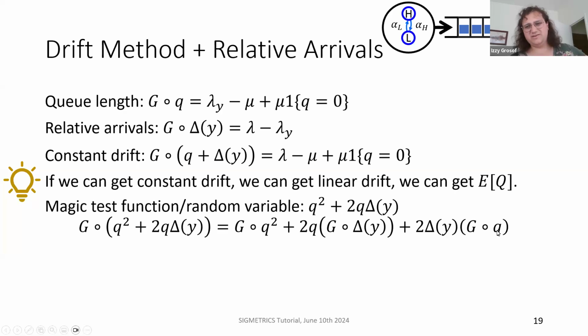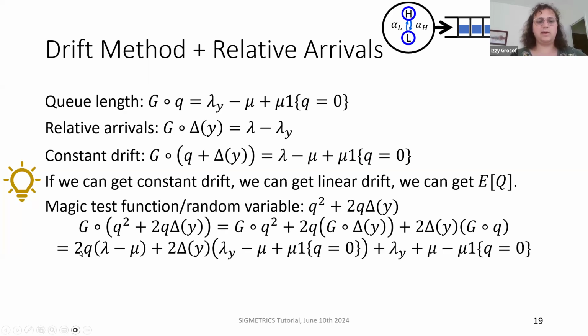So you've got all the information you need to calculate it. I'm not going to ask you to do that because it's a little obnoxious. What you end up getting is this following expression. And I know it looks kind of ugly, but let's just separate it into two pieces. This part over here depends on the Q length, and it depends linearly on the Q length and not at all on the arrival state y. It's just 2Q and lambda minus mu.